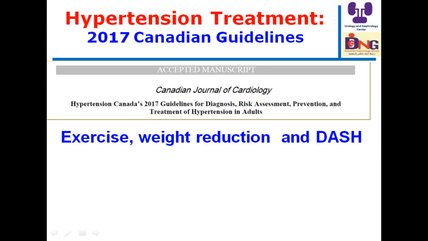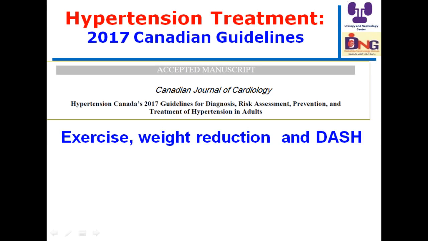Weight reduction, another important point to be tackled, to measure waist circumference for our patients, because visceral obesity is bad for cardiovascular health, especially if it's coincident with hypertension. So maintenance of healthy body weight, body mass index less than 25 kilogram per square meter, and waist circumference less than 102 centimeter for men, or 88 for women. This is according to the Western guidelines, and you can find differences according to the races.